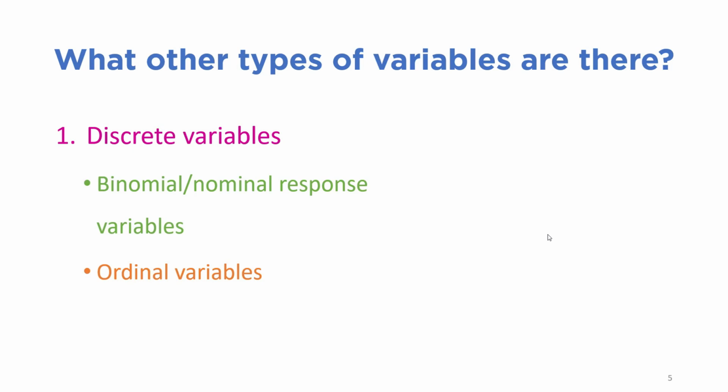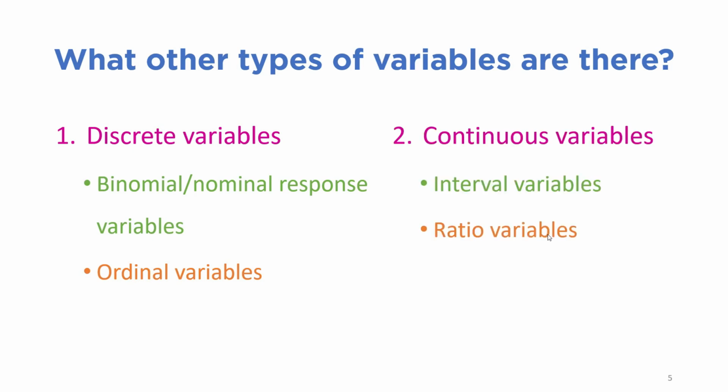There are other ways to look at variables. One type of variable is called a discrete variable. This can be any one of the variables and control variables that I just described. Discrete variables are variables that have a binomial or nominal response. They can also be ordinal variables. These are basically count data, a yes or no sort of categorical response, or a nominal response that's a whole number kind of response.